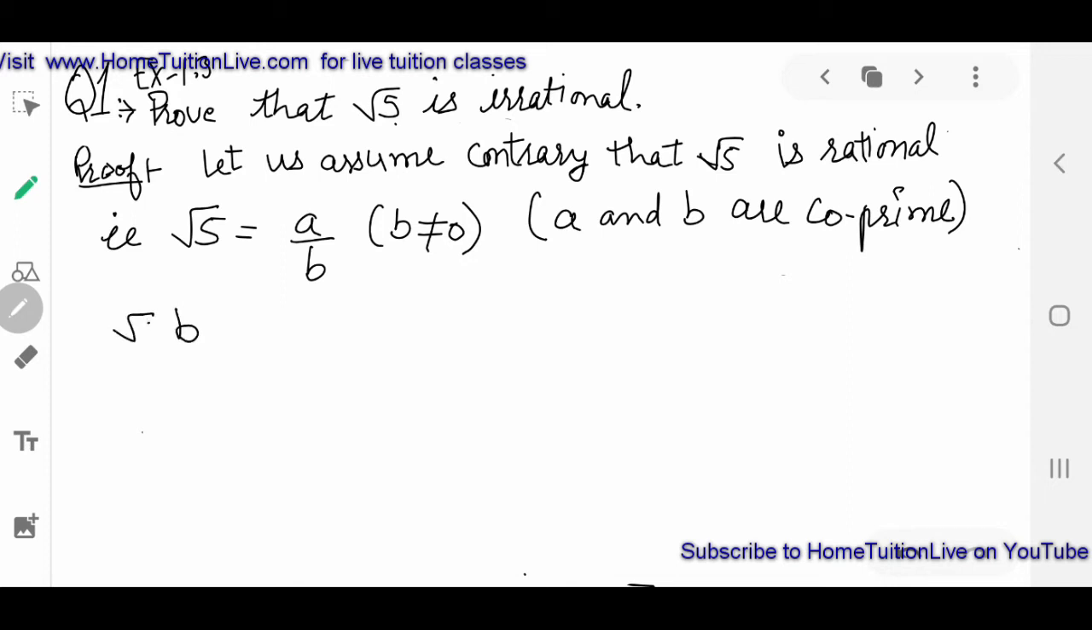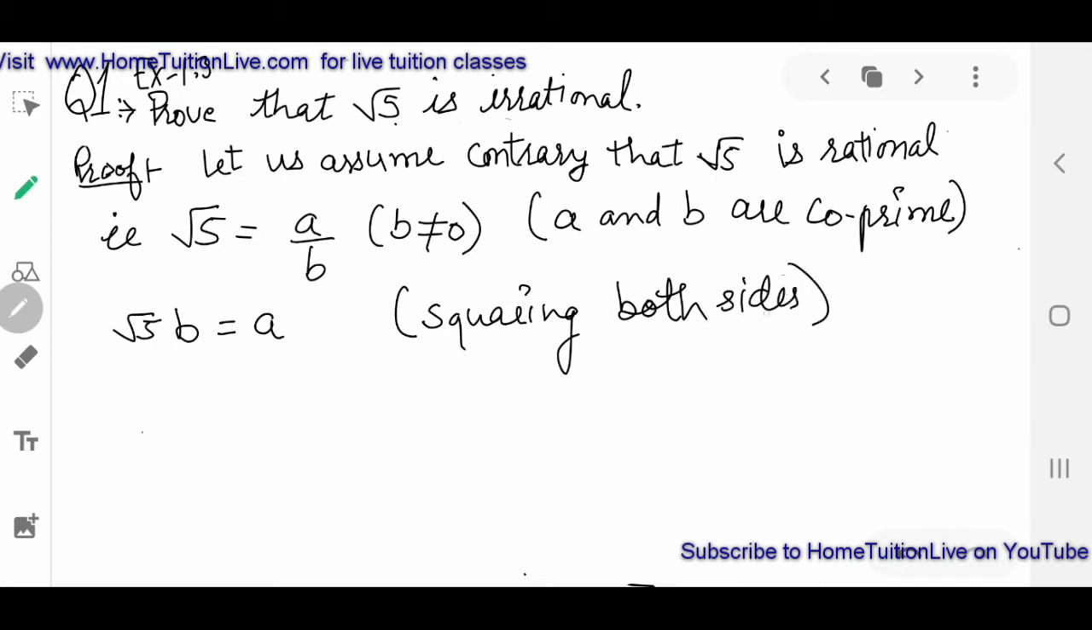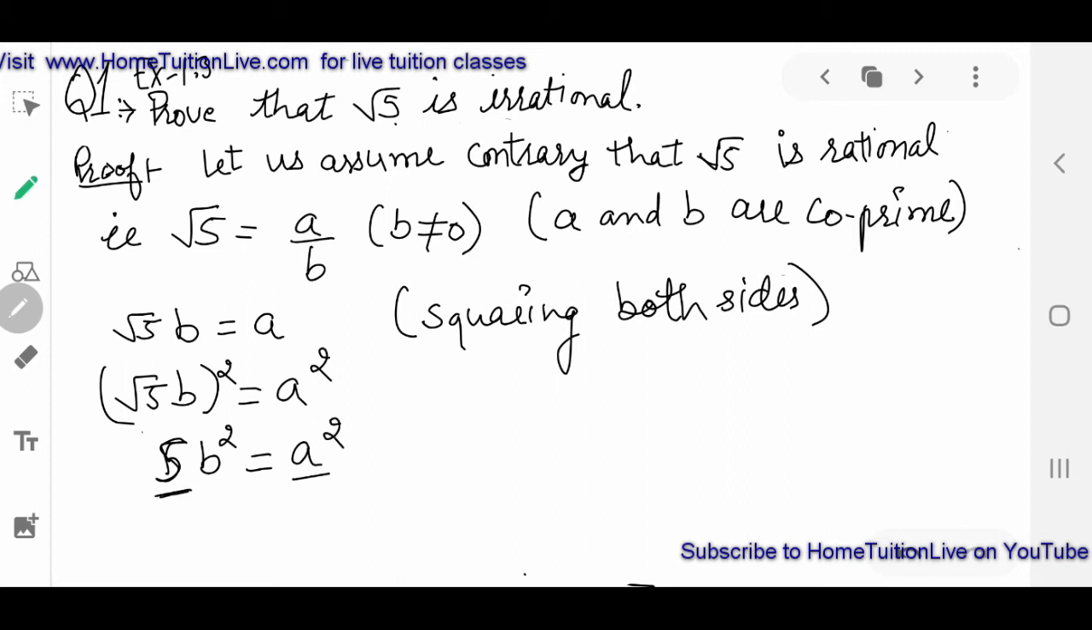Root 5 b is equal to a. Now squaring both sides, root 5 b square is equal to a square. So we can write it as 5 b square is equal to a square. So from here you can see that 5 divides a square.